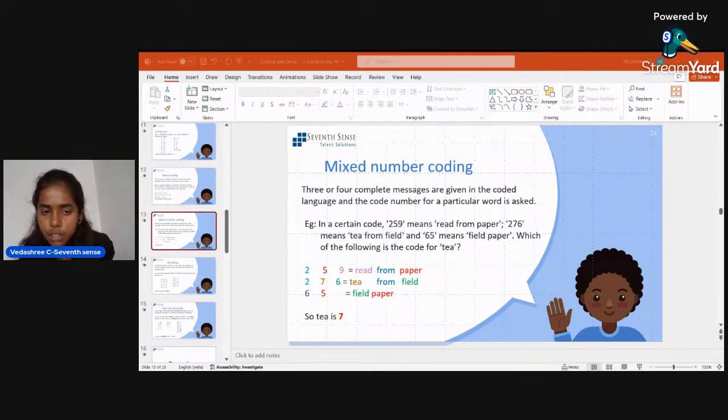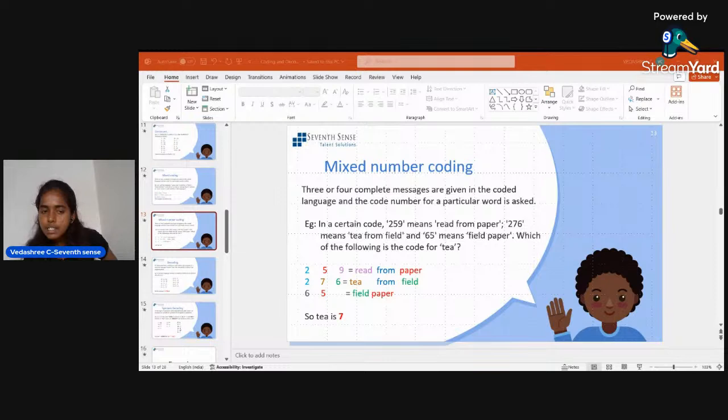So we have assigned 2 code for from and field. For field we are assigning 6 now. The remaining is T. So 276: 2 has been assigned for from, 6 has been assigned for field. So now the remaining is 7. Hence the T is coded as 7.